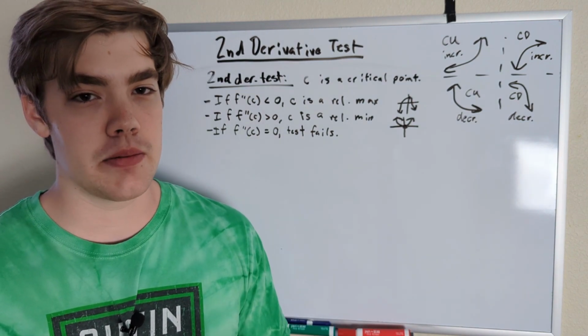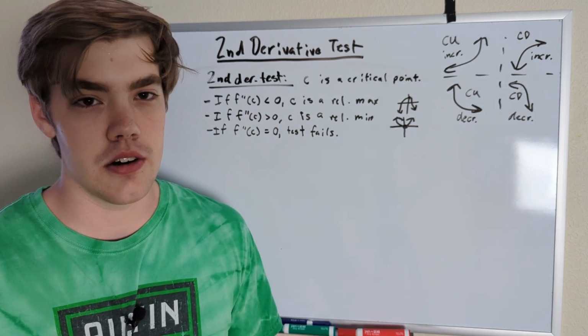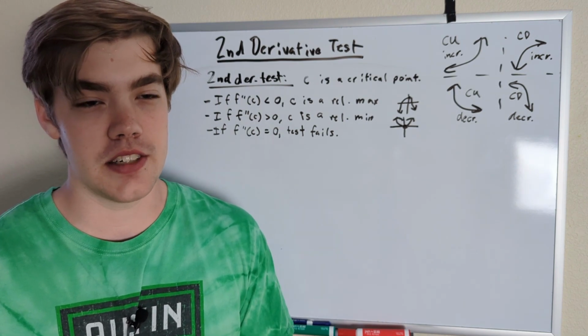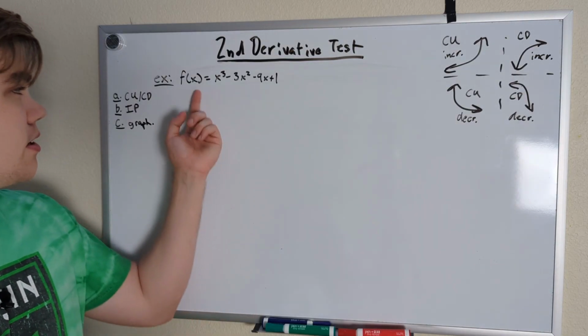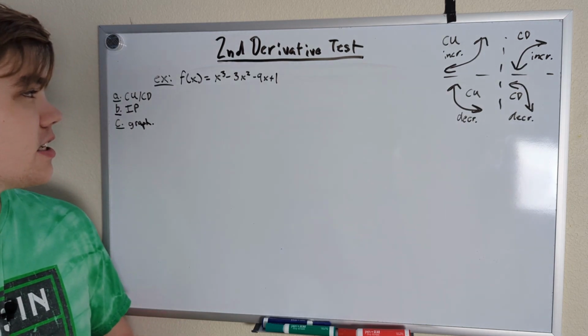In fact, we're going to do one example for this video, and this example is actually the same one I just used in my first derivative test video, so there will be some points that I skip over. So like I said earlier, if you don't know the first derivative test, go watch that first, and we'll come back to this video. So like I was saying, we're going to use the same example we used last time, which was x cubed minus 3x squared minus 9x plus 1.